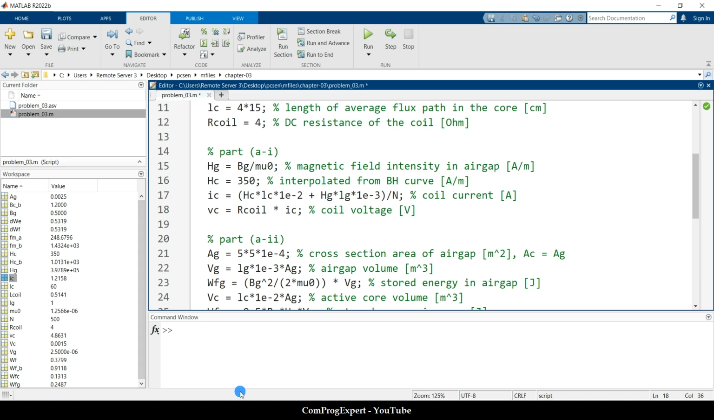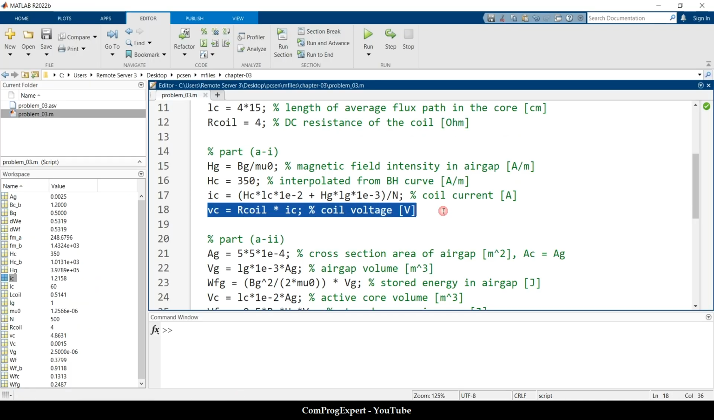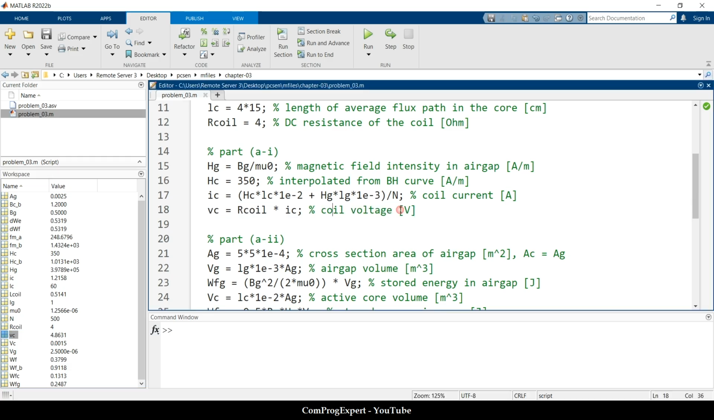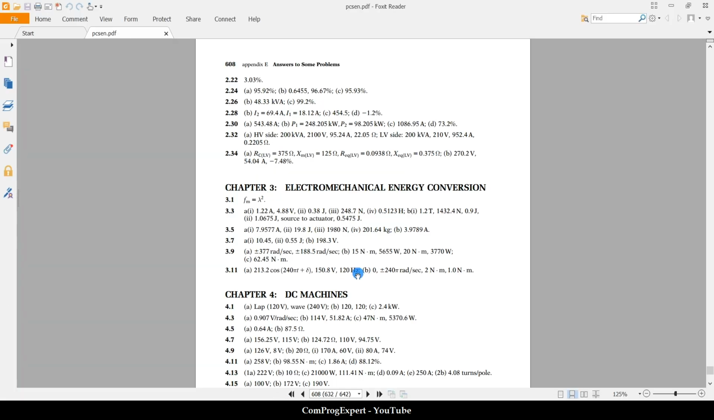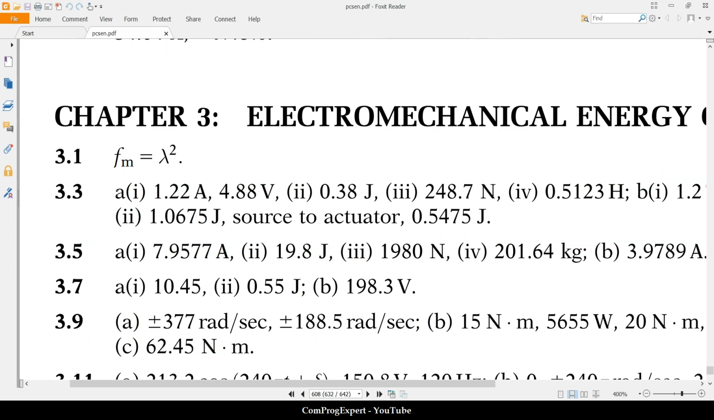Yes, the coil resistance is given here, and you know that V is equal to Ri. Simply, we can calculate the required coil voltage. The value of the coil voltage is here, 4.8. So we calculated the required parameters in the first part. So let's check the numbers at the same time here for this problem. This is part A, the value of the current and the value of the DC voltage.